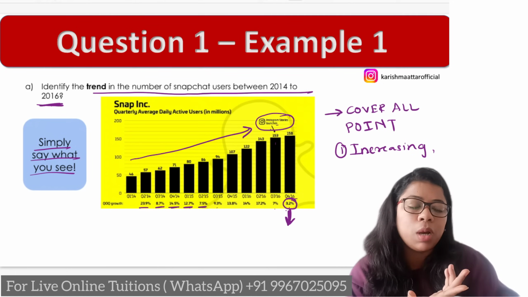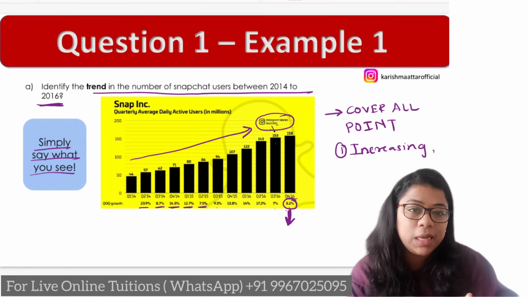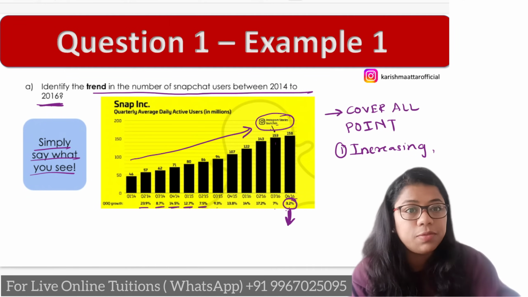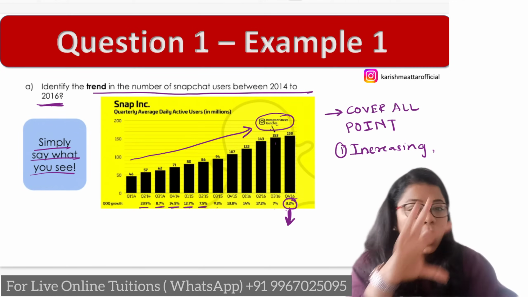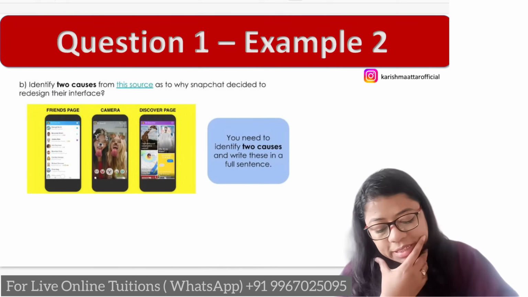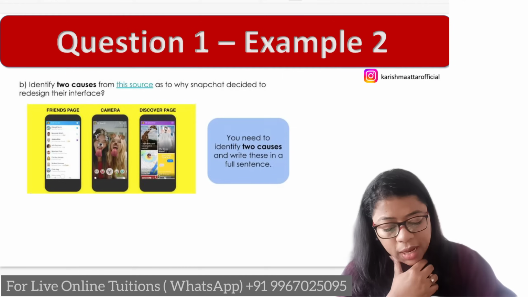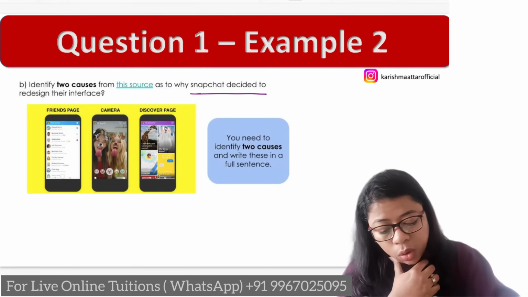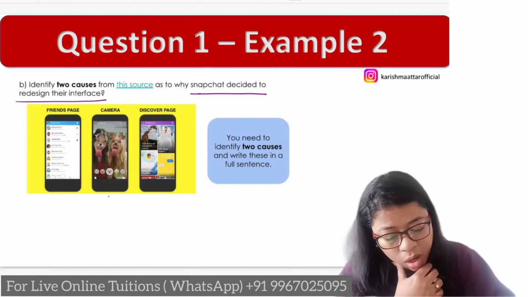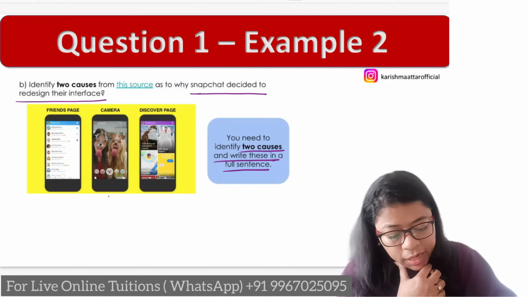So you don't have to do much. You have to just simply answer what you see. But very important here is, clearly observe. Observe every aspect and answer all the aspects required. Okay. The question 2 example is: identify 2 causes from this source as to why Snapchat decided to redesign their interface. So friends page, camera, discover page. You need to identify 2 causes and write these in full sentences.